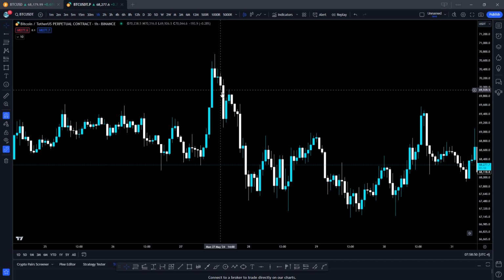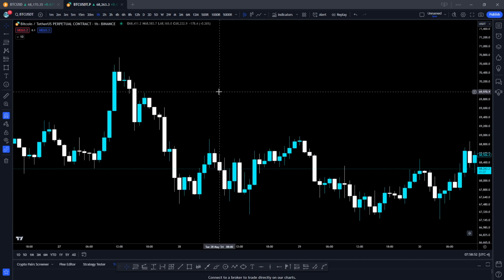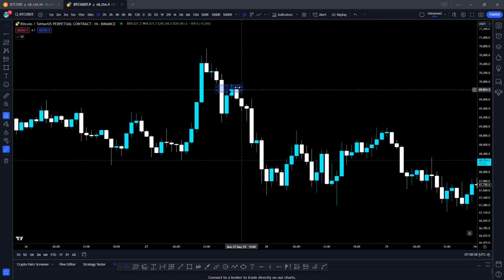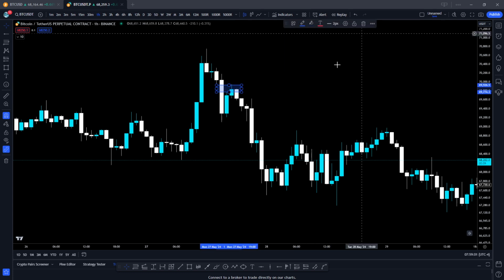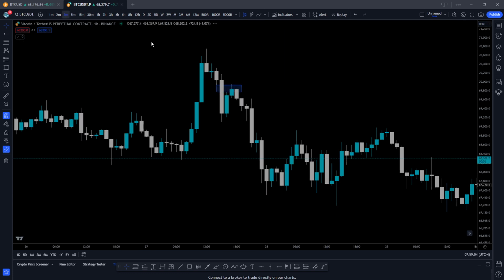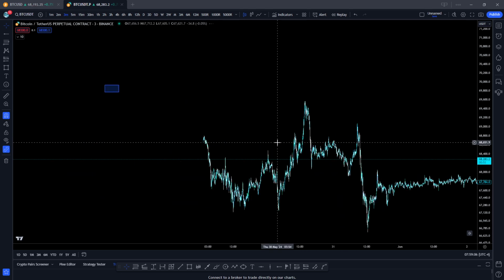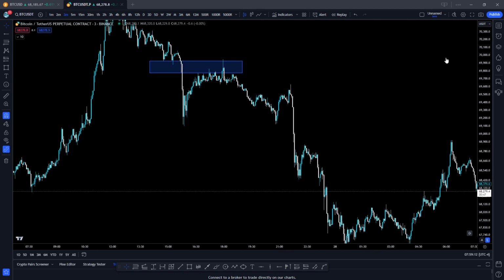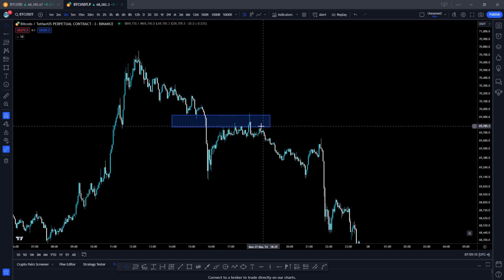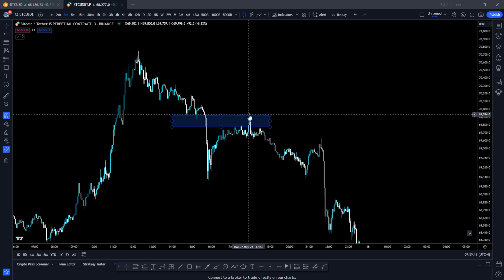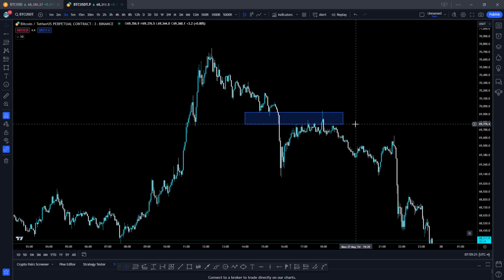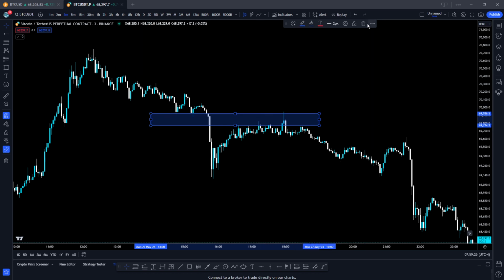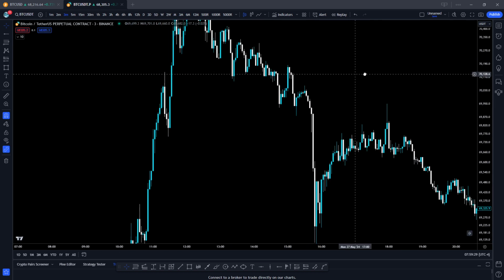Now we do have this fair value gap. You see that right here, and we do get into that. So that's just one thing. We can go down to the 3 minute, go down to our blue box, and see this is how price is reacting. We get into that fair value gap and immediately reject. Could have entered there.